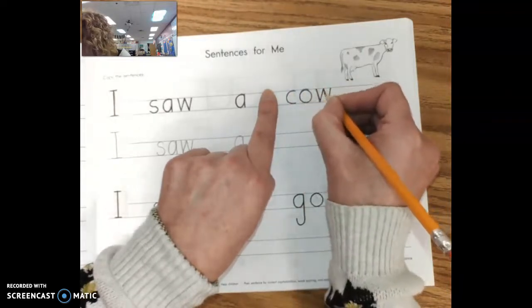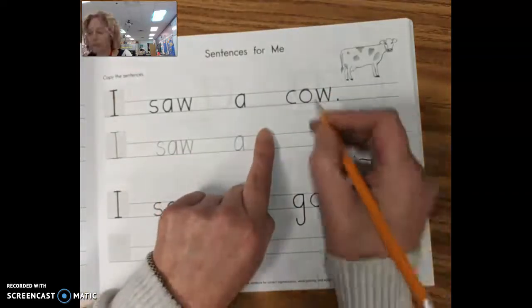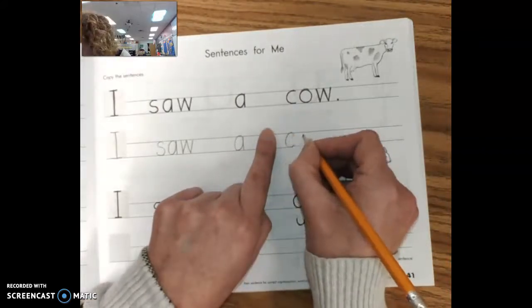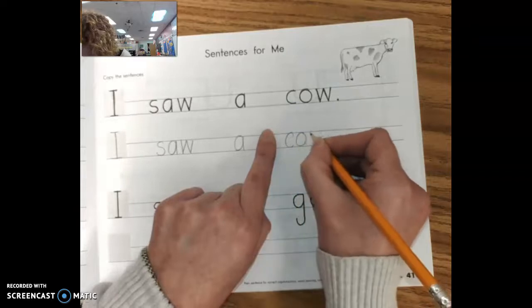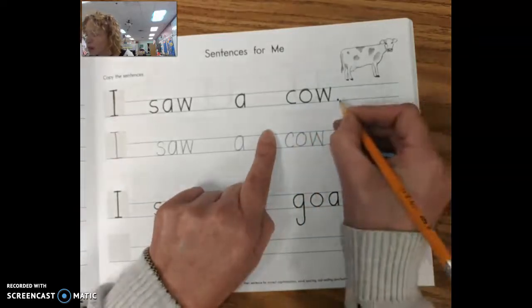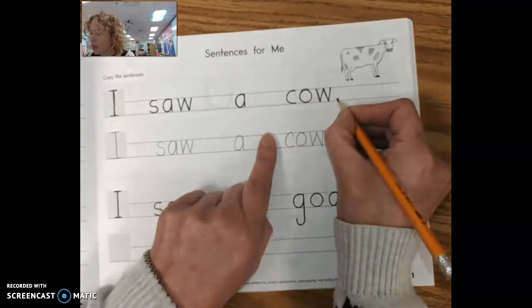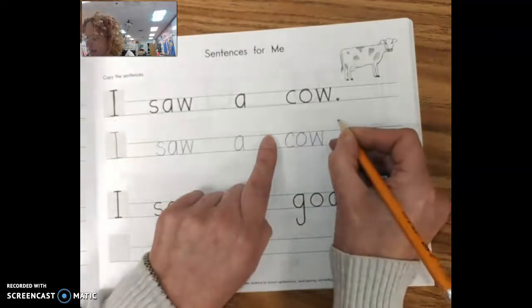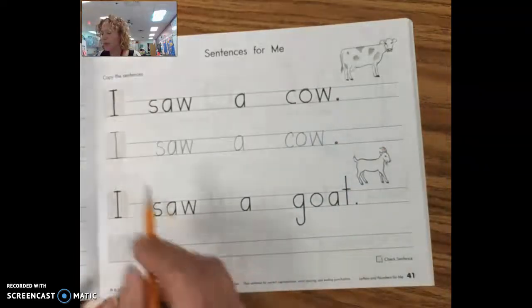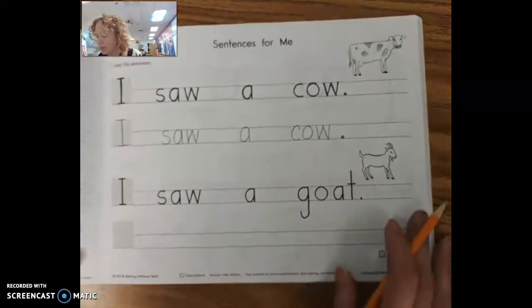Did you notice when I'm writing, I'm not going fast? I'm taking my time to do my best work. So I wrote cow up, or traced cow. Now I'm going to write it. Okay, remember when you're done writing your sentence and you're all done, you put a punctuation. There's the period. I put it right on the line. It doesn't go flying up here or way down here. It goes right on the line.